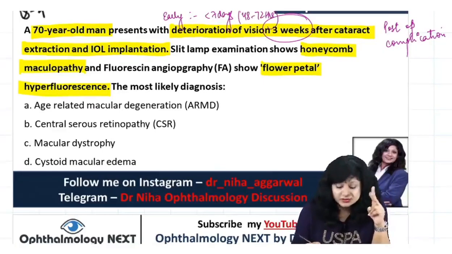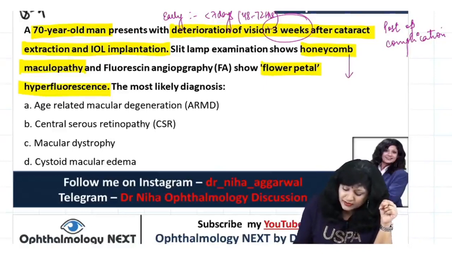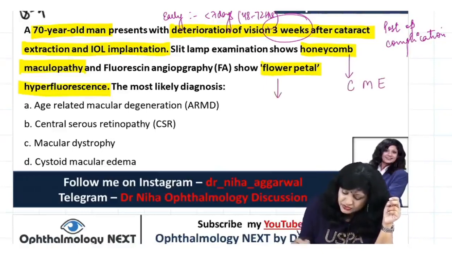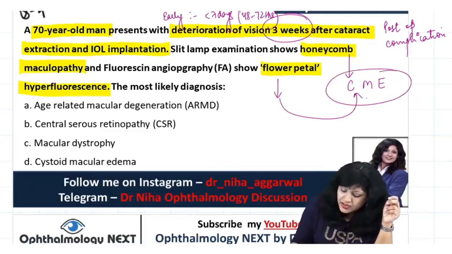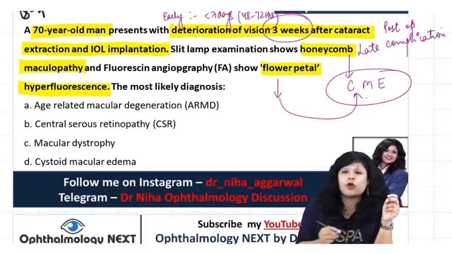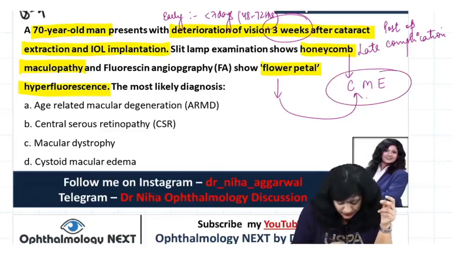And moreover, the two findings, the honeycomb maculopathy and the flower petal appearance, we again get in cystoid macular edema, and cystoid macular edema is the late post-operative complication of the cataract surgery. Now look at the options.